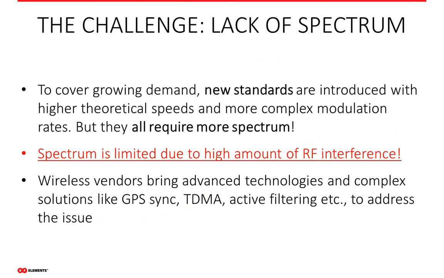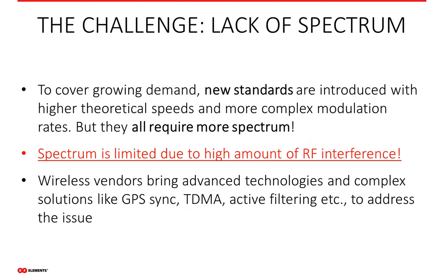So to cover that growing demand, new standards are coming out with higher theoretical speeds and more complex modulation rates. This is how the radio manufacturers are dealing with the growing demand for delivering higher and higher throughput to more users: create radios that can go faster and deliver more bandwidth. The major problem there is that these new techniques require way more spectrum, and we know that's limited. And the spectrum today is limited because of the high amount of RF interference out there. That interference is coming from the use of the traditional sectors being sold by the mainstream vendors.